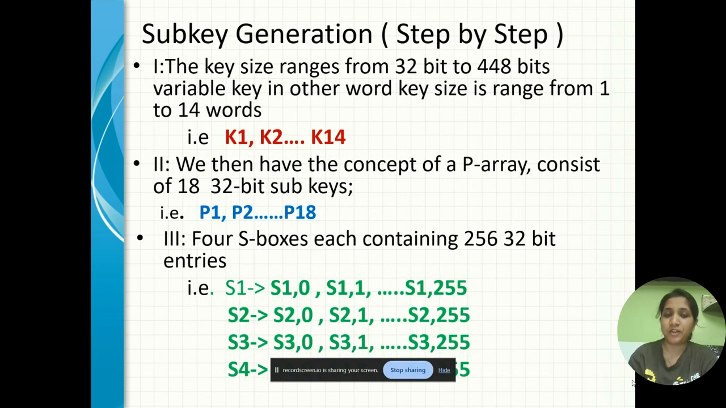First is sub-key generation. Let us see it step by step. First, the key size ranges from 32 bits to 448 bits, a variable key. In other words, key sizes range from 1 to 14 words, that is K1, K2 up to K14. Second, we have the P array, which consists of 18 32-bit subkeys, that is P1, P2 up to P18. Third are 4 S-boxes, each containing 256 32-bit entries, that is S1, S2, S3 and S4, up to S1 of 255.